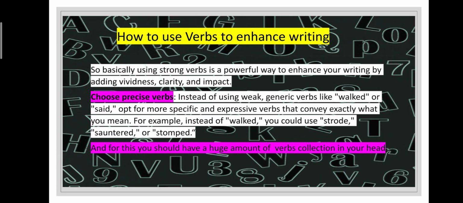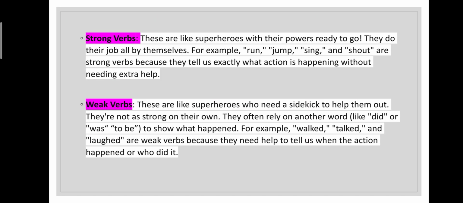How to use verbs to enhance writing. Using verbs is a powerful way to enhance your writing by adding clarity and impact. So choose precise verbs. Instead of using weak verbs like walked, try to use expressive words to convey exactly what you mean. For example, instead of using walked, just use sauntered or stomped. And for this, you should have a huge amount of verb collection in your head.